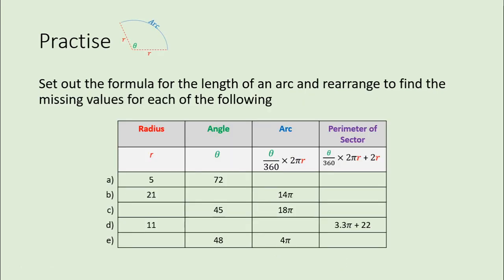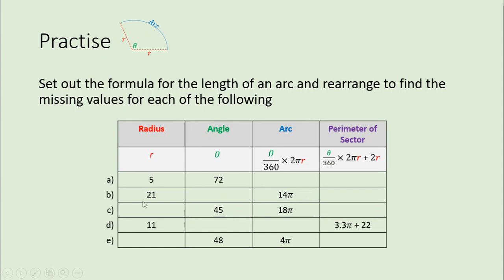Now here I've given you some radiuses, some angles, some arc lengths, and some perimeters of this sector. I only gave you one perimeter of this sector because that's the hardest one. Okay, given the radius and the angle, work out the length of the arc. And to find a perimeter, just don't forget, we just need to add on 2 radiuses to that. Okay, given the arc and the radius, work backwards to find the angle. And remember, the perimeter is just the arc length plus 2 radiuses.